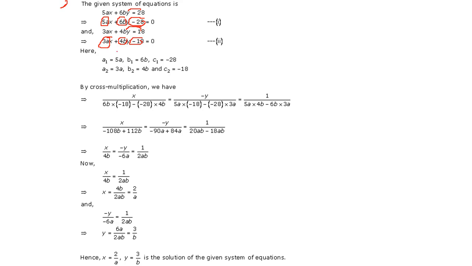When we take x, then we don't take these ones, a1, a2. We take these ones, 6b into minus 18 and minus 4b into minus 28. Then we take minus y, so when we take y, we take these two, 5a into minus 18 minus of minus 3a into minus 28. Then when we take 1, it is 5a into 4b minus 3a into 6b. So we resolve it, we take x and y like this. So x will be 2 by a, y will be equal to 3 by b.